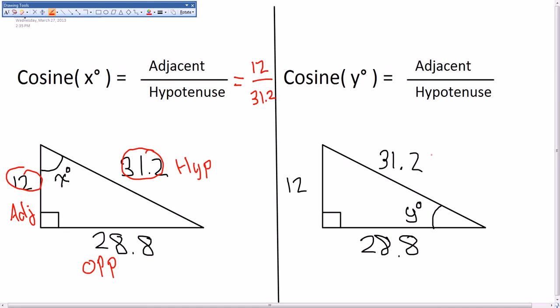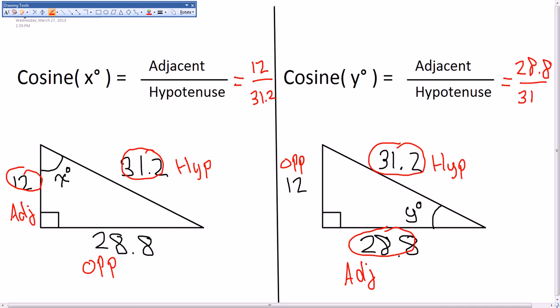Let's see what we get here. We're going to start with our naming. Here's our hypotenuse, here's our opposite side, and here's our adjacent. What we get here is something different than before because our reference angle has changed. If you change the reference angle, you get a completely different answer. In this case, our adjacent side is 28.8 and our hypotenuse is 31.2, so we get 28.8 over 31.2.